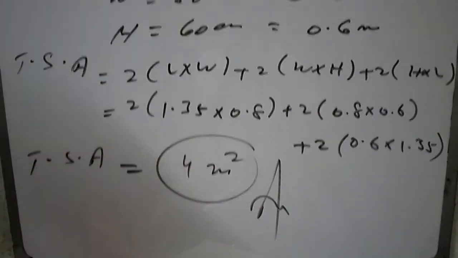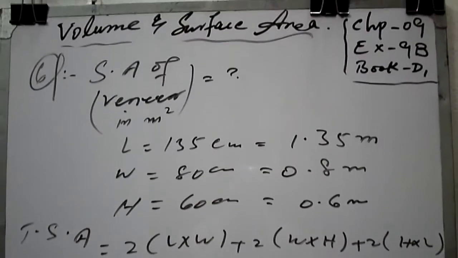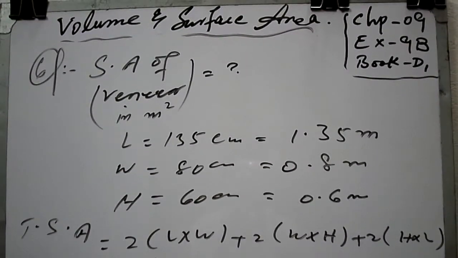Now coming to question number 7. The parallel ends of a right prism 15 centimeter long are isosceles triangles with measurements shown below. Find the volume and total surface area of the prism. Okay, first of all you have to draw the prism, how it looks.